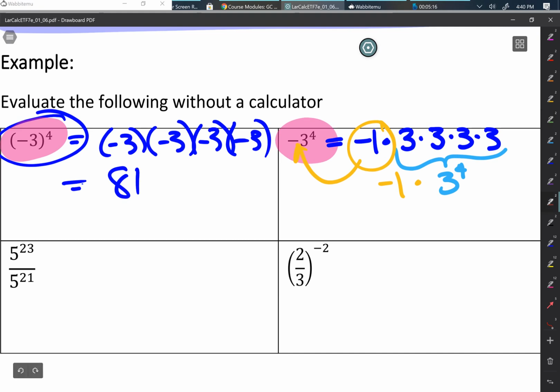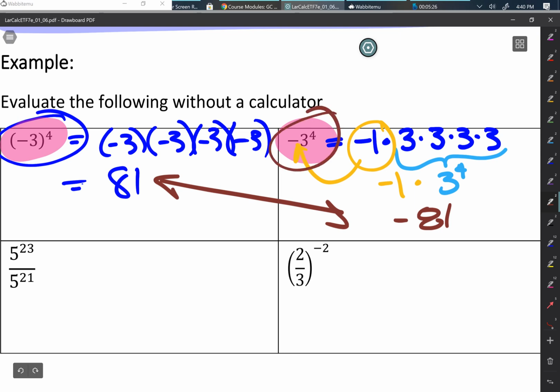Oh, by the way, just to finish this problem out, 3 to the 4th is 81. This is negative 81, right? You will be amazed how many times these two problems are mixed up. And this is what's been written, and this is the answer that's given. Or this is what needs to be evaluated, and that is the answer that's given.